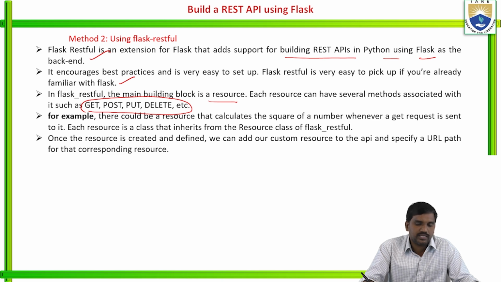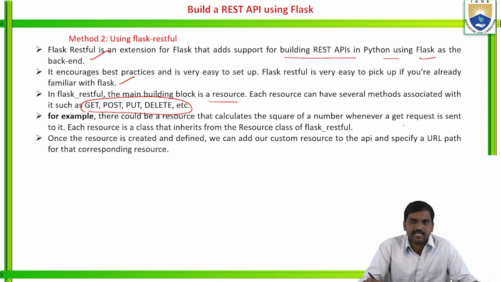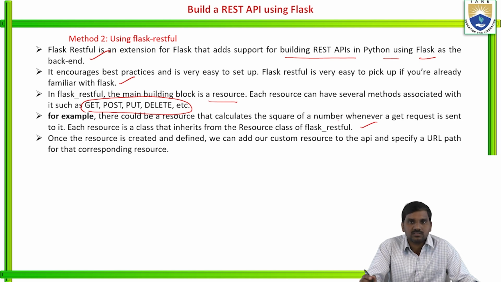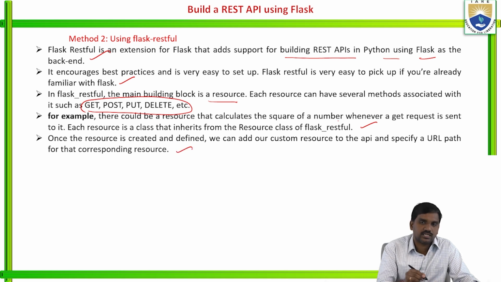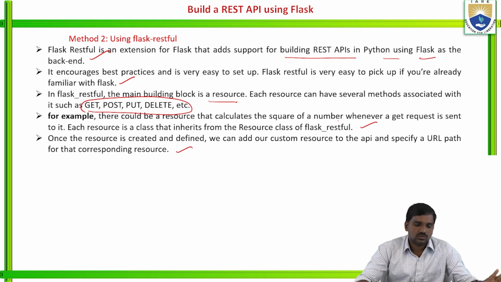For example, there could be a resource that calculates the square of a number whenever a GET request is sent to it. Each resource is a class that inherits from the Resource class of Flask-RESTful. Once the resource is created and defined, we can add our custom resource to the API and specify a URL path for that corresponding resource. So these are the main points regarding using Flask RESTful.